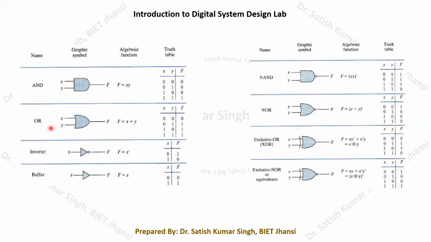Similarly, we can have our OR gate, in which the function is X plus Y. If you see this function X plus Y, we can have this truth table, in which we have this input combination, and based on this input combination, we can get this particular output. So those who are studying digital electronics for the first time, please go through the books and see the explanation of the AND gate and the OR gate.